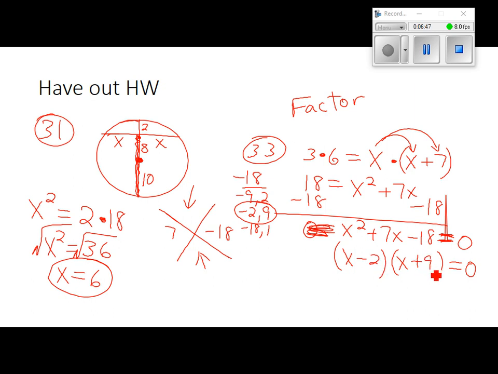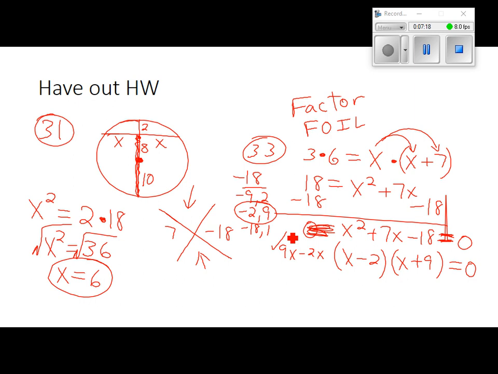And to check it, we just multiply the outer. Remember FOIL, does everybody remember FOIL from algebra? First, outer, inner, last. What's x times 9 give you? 9x. What's negative 2 times x give you? Negative 2x. 9x minus 2x, does that give us a positive 7x? Yes. So it checks out, we did it correctly.